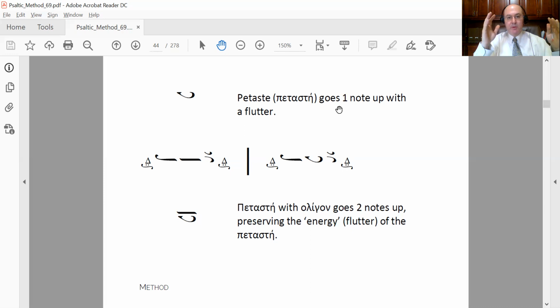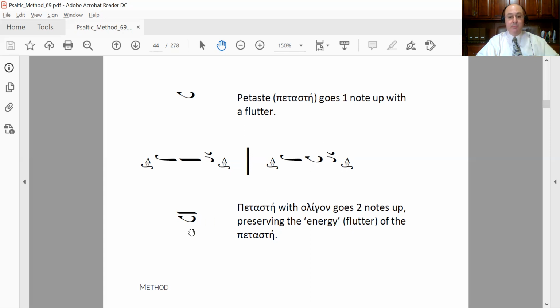You remember when we learned the big categories, we had quantity, time, quality. Petasti is one of these things that falls in both quantity, because it goes one note up, and quality categories, because it has a flutter.